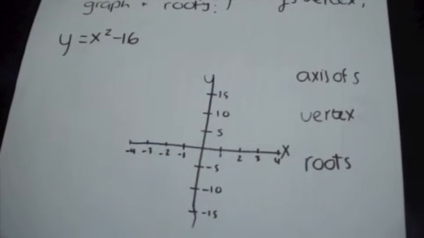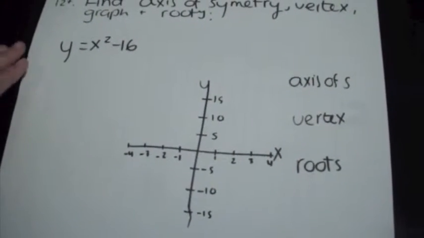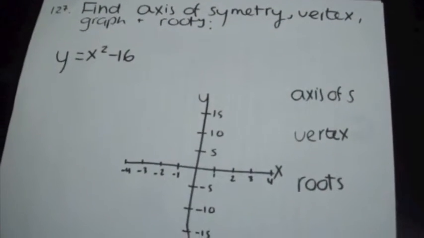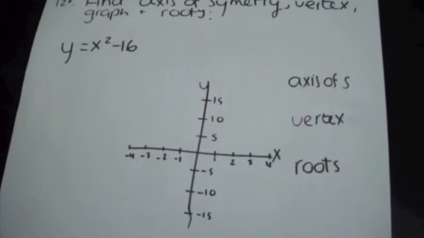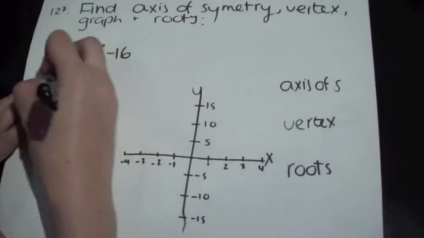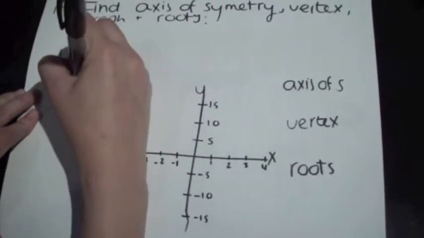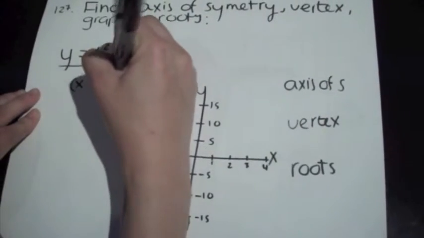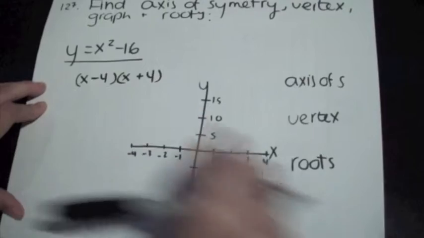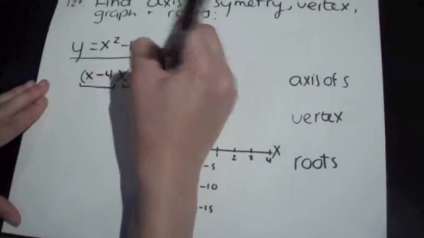Problem 127. Find the axis of symmetry, the vertex, the graph, and the roots. First, we need to find the roots, because the roots will lead us to the points that we need to graph. The way to find the roots is by factoring this. The way to factor it is x times x, negative 4 and plus 4. Each root will be taken by equaling each of these numbers to 0.